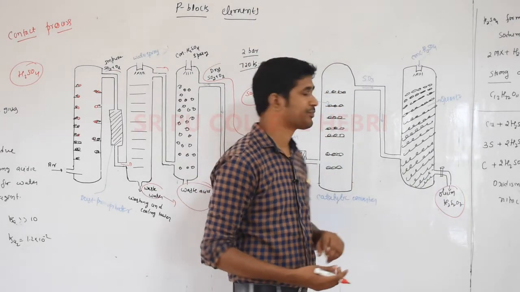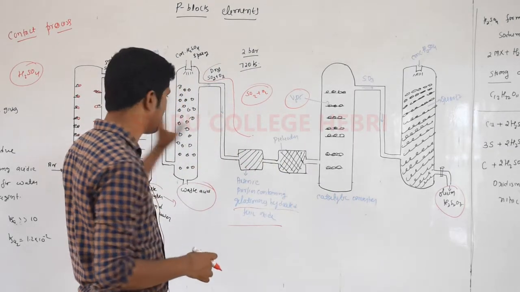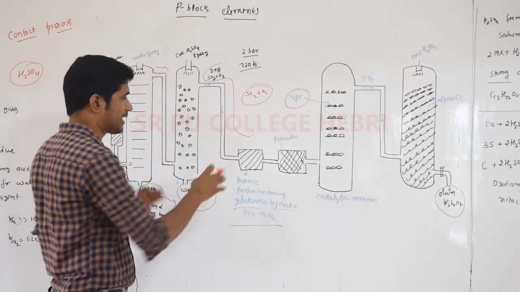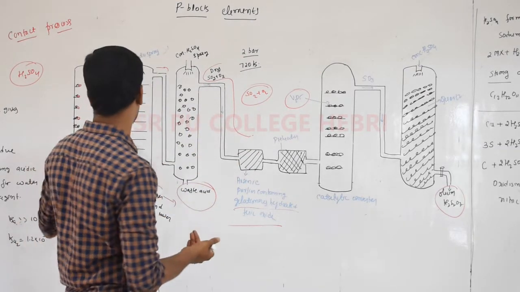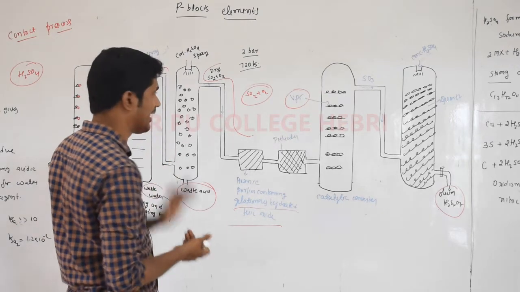In your exam no need to explain the process of preparation using this flow chart. Just draw the flow chart and name the separate parts of this apparatus. Note the names, that's enough. No need to explain everything.